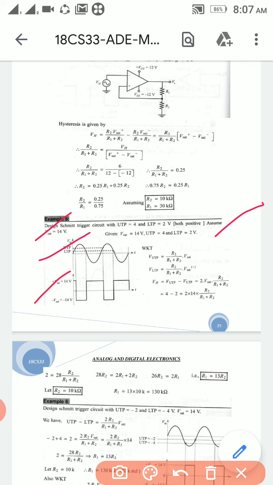We know VUTP is equal to R2 divided by R1 plus R2 into Vsat plus. VLTP is equal to R2 divided by R1 plus R2 into Vsat minus. We know the formula, right? So what is the formula of hysteresis? Vh is equal to what? Vh is equal to VUTP minus VLTP. After subtracting these two values, we'll get this expression. Okay, so substitute the values. VUTP has been given 4 volt and VLTP has been given 2 volts, right? So after substituting, we will get the expression R1 is equal to 13 R2.